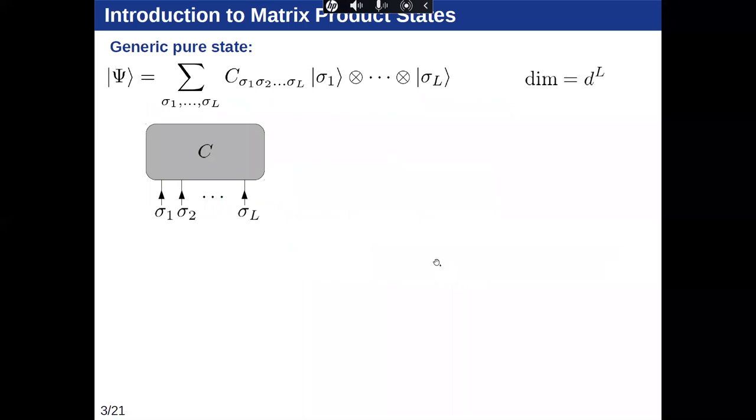Our goal is to describe some generic states within the MPS description. A generic state can be decomposed in the product basis with these coefficients C, and we know that the dimension of this Hilbert space is small d to the L. That means if I have a large system, then the Hilbert space dimension is exponentially large, and then I can just draw such a tensor. This is the C tensor here.